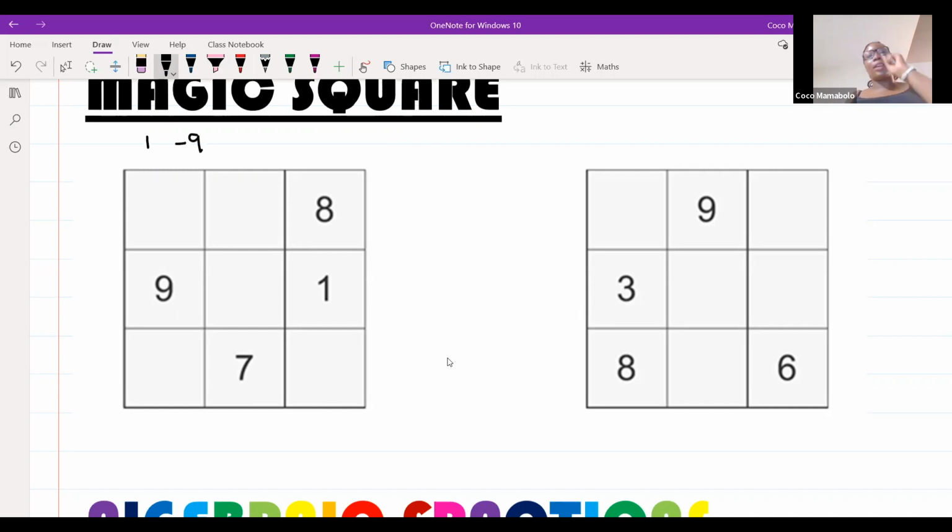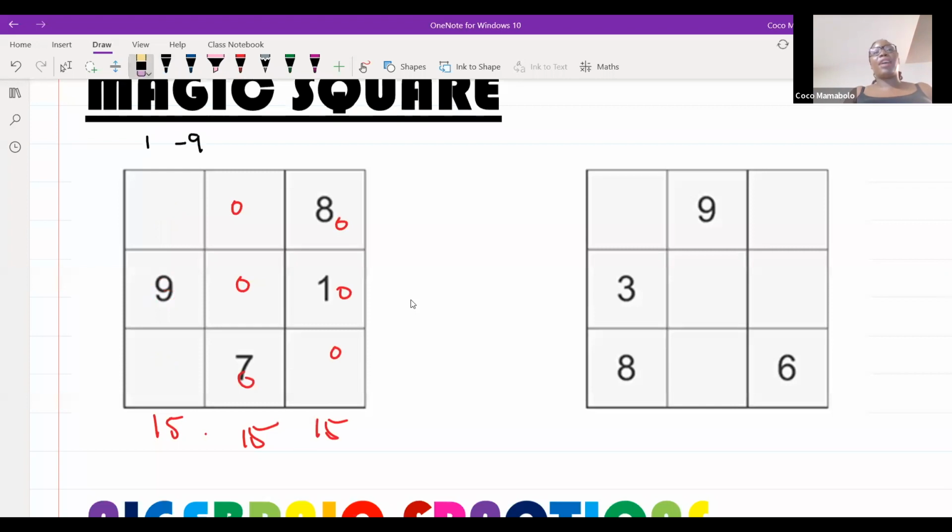So I can only use 1 once, 2 once, 3 once. And when I add them, it's kind of like Sudoku. But the difference with this one is that when we add them up, they need to give me 15. So this one plus this one plus this one is 15. This one plus this one plus this one is 15. This one plus this one plus this one is 15.